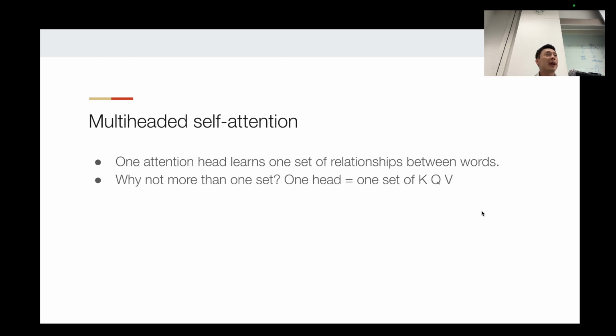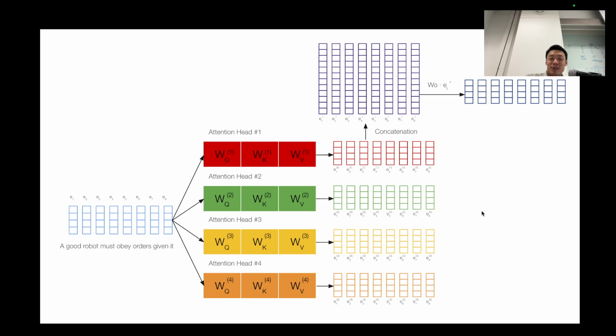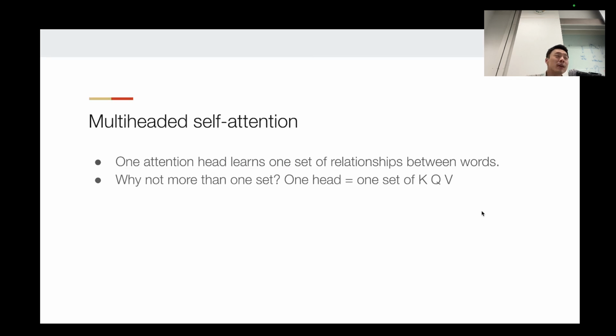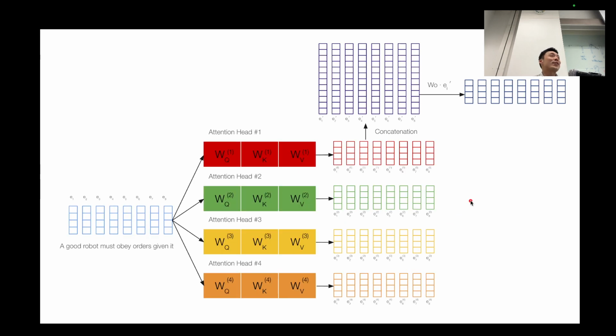That didn't seem to be the end. So why do it once when you can do it many times? So attention head, every large language model that we see now uses multi-headed self-attention. So let's look at the picture. This is what it looks like.